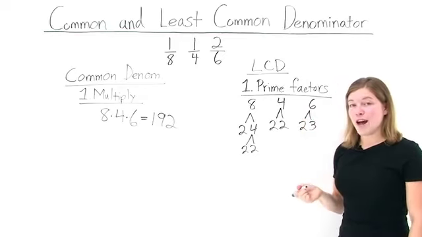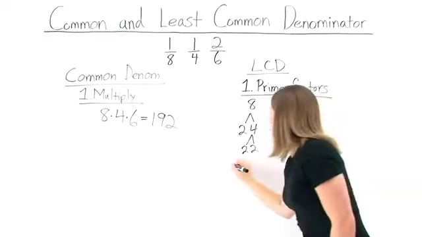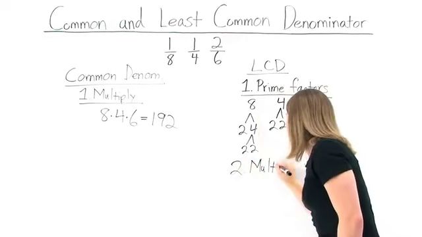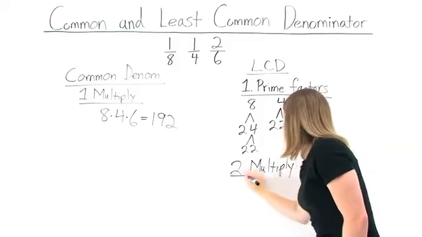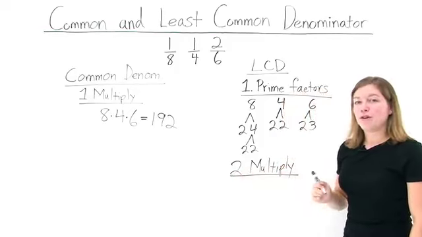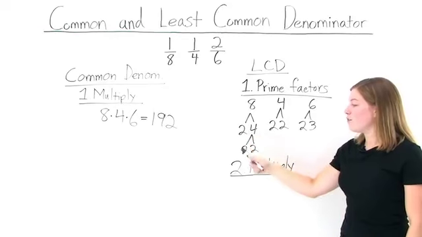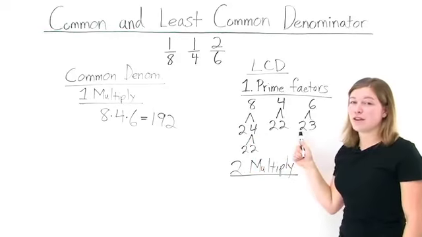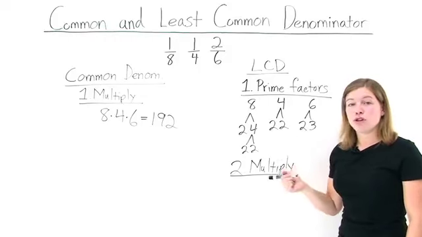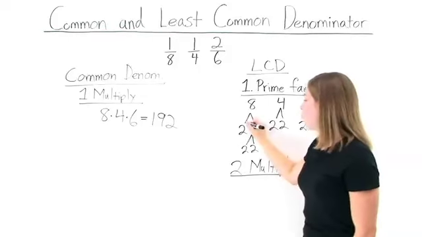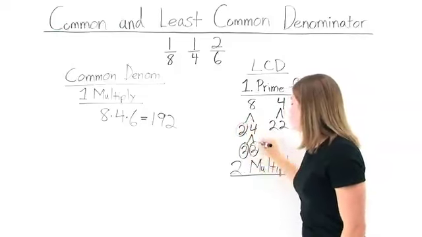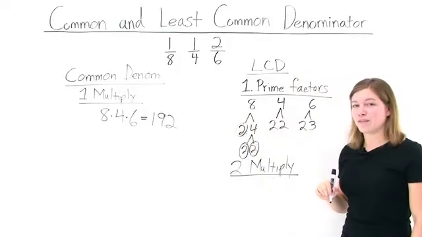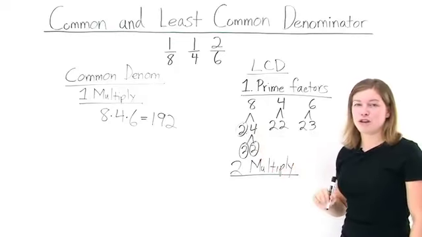Now that we have all of our denominators in their prime factors, step number 2 is to find the prime factors that occur most often in a factorization and multiply them together. So, 8, remember, is 2 times 2 times 2. 4 is 2 times 2, and 6 only has one 2 in it. So 2 occurs the greatest number of times when we factor 8. It occurs 3 times. 4, it only occurs twice, and 6, it only occurs once. So we circle our 3 2's.